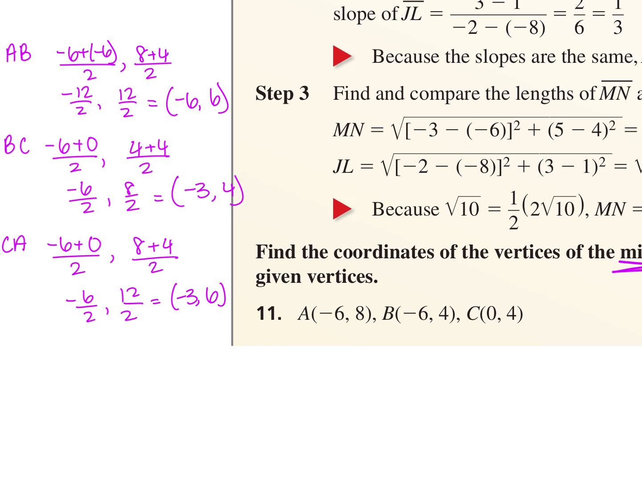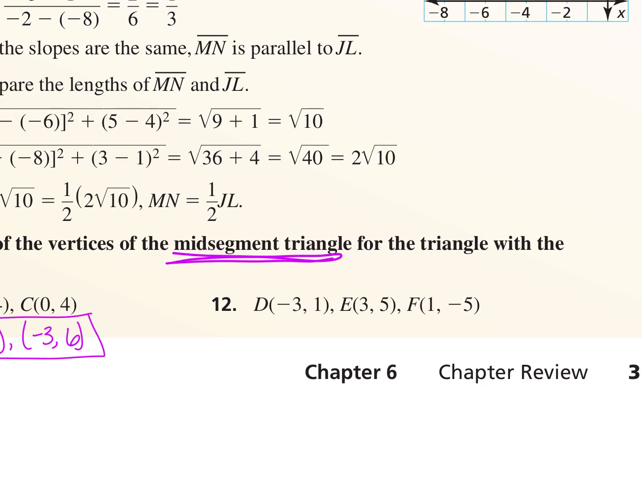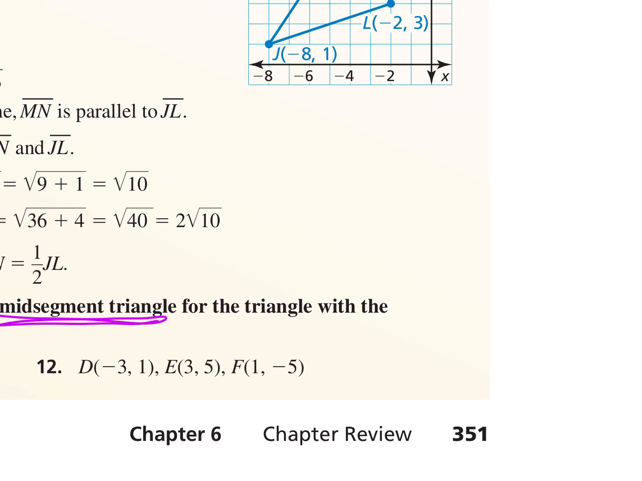So my answer for 11 should have been -6, 6, -3, 4, and -3, 6. All 3 of those vertices are my answer. And then I'm going to go ahead and do the same thing for 12. If you graphed it, that's fine. If you used a graph and tried to figure them out, that's perfectly fine. Sometimes it'll be a little harder if it's not a right triangle maybe, or maybe you can get a fraction. You can get a fraction or you can get a decimal, that's fine.